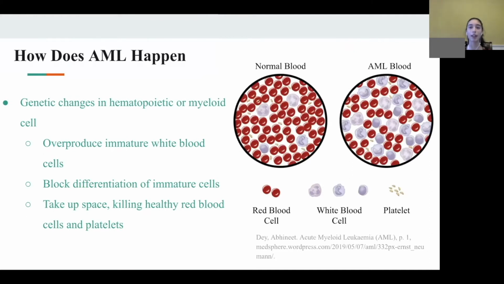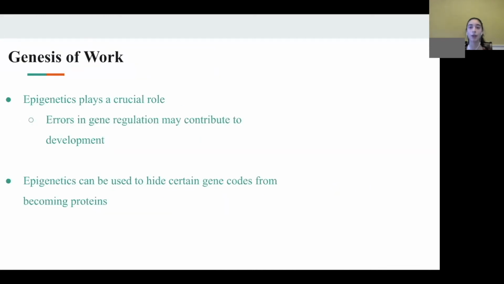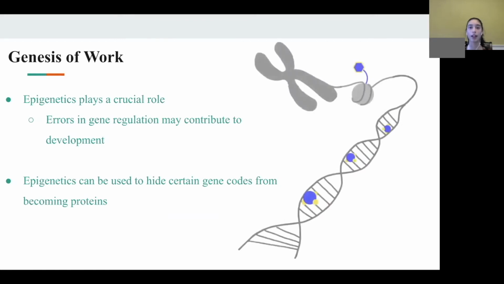So what exactly happens to the blood during AML? The overproduction of immature myeloid blast cells takes up space in the bone marrow and thus kills the healthy blood cells and platelets. To continue, epigenetics was another major component of treating AML that I needed to understand and learn a little bit more about. Epigenetics is DNA modifications that do not change the DNA sequence and can affect gene activity. We can use epigenetics as a way to hide the gene codes from being translated into proteins, which leads to a possible targeted cure for certain types of diseases.